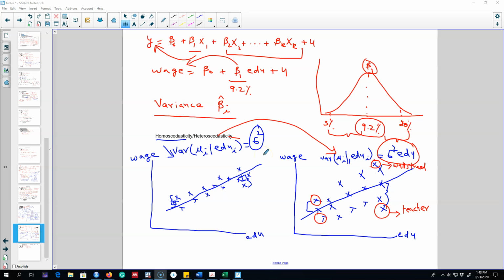It is important that we understand the concept of variance of beta j, because a larger variance means that our estimates are less precise, and this translates to larger confidence intervals and less accurate hypothesis testing that we will see in the next chapter. That is why it is important that we take care of this variance.